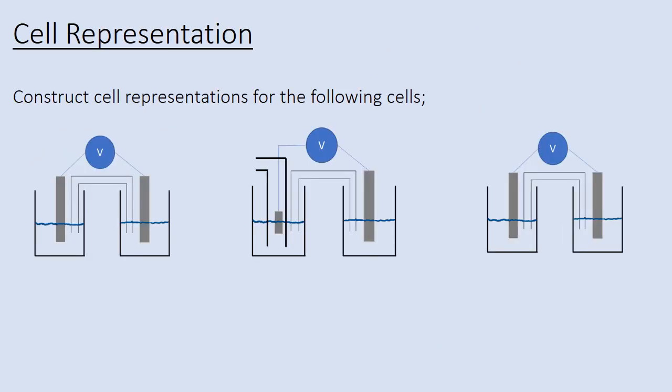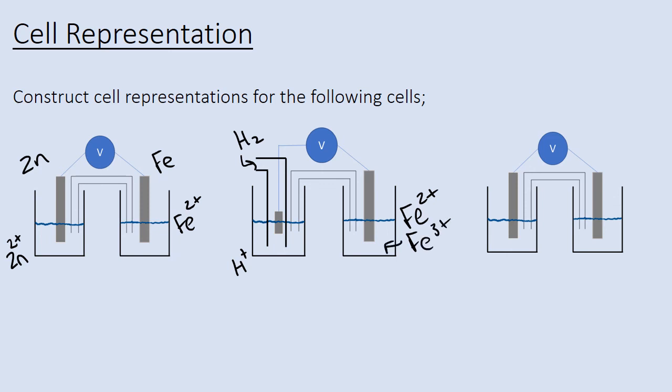Okay then, 3 more. I'm going to give you some information. We've got zinc and a zinc 2+ solution on our left. On the right, we've got an iron and an iron 2+ solution. And here, we've got a hydrogen gas and H+ solution. And on this side, we've got a mixture of iron 2+ and iron 3+ in solution. And finally, we've got a magnesium electrode here with a magnesium 2+. And on the right hand side, we've got an aluminium electrode with an aluminium 3+ solution.